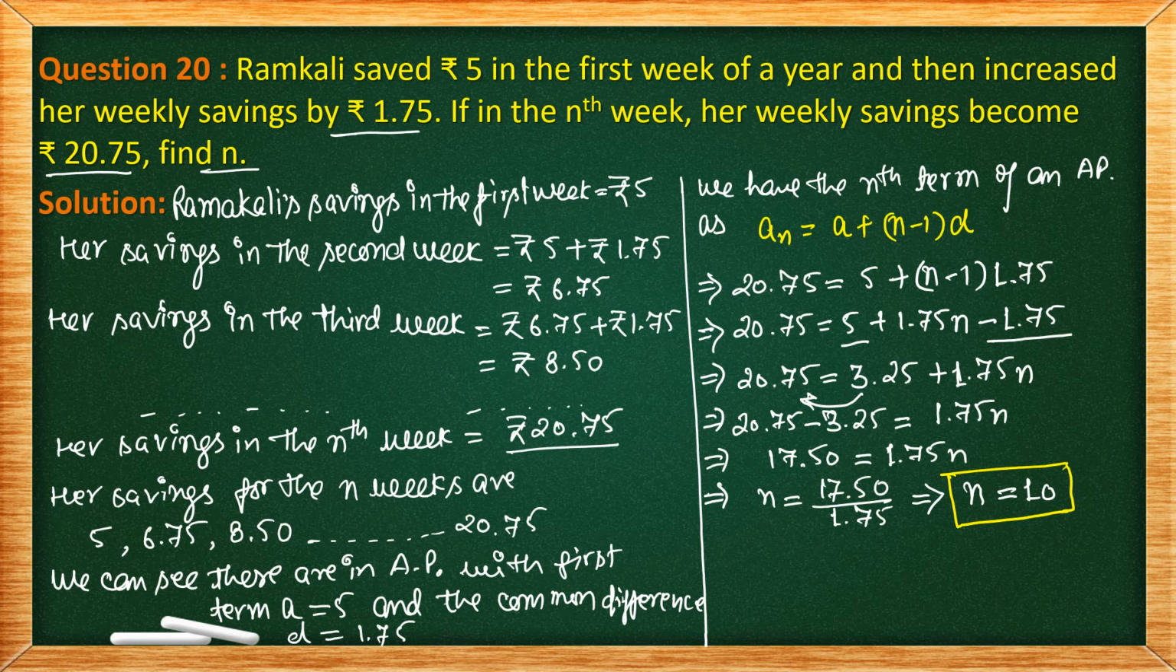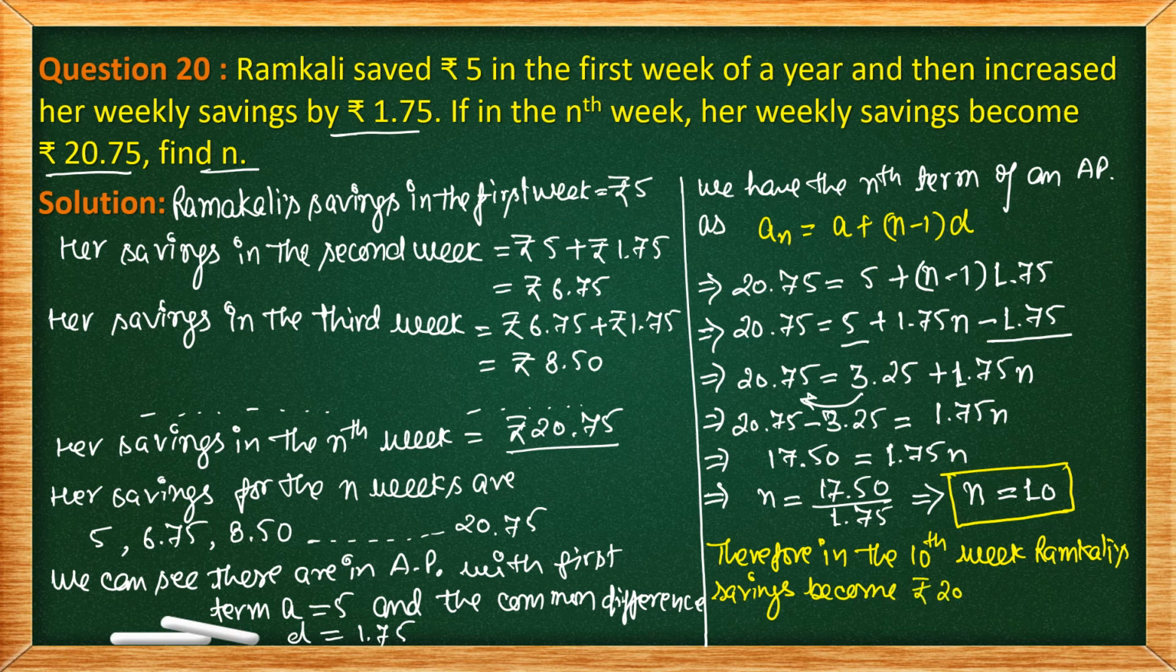So we can see this is the nth week when Ramkali's savings become 20 rupees 75 paise. So we will write, therefore in the 10th week Ramkali's savings become 20 rupees 75 paise. So this was the solution of question number 20.